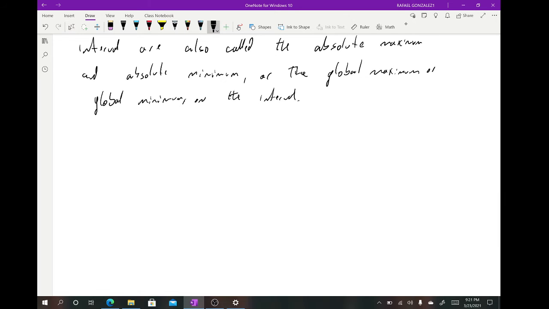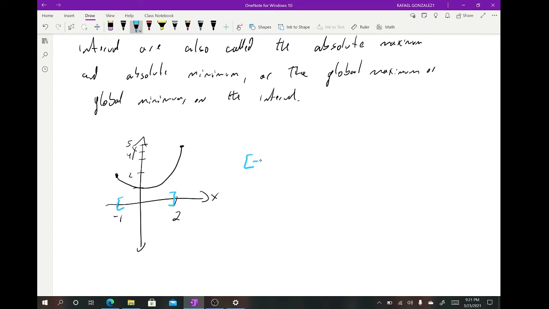So let me draw an example. Let's say, for example, you're given the following. Say this is -1. Let's say we go from -1 to 2. Let's say you go 1, 2, 3, 4. And let's say we have a function that goes like this. And let's assume up here we have 5. All right, so if we're talking about the closed interval, here we're talking about the closed interval -1 to 2.